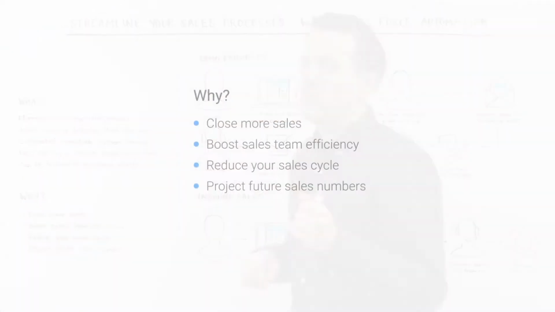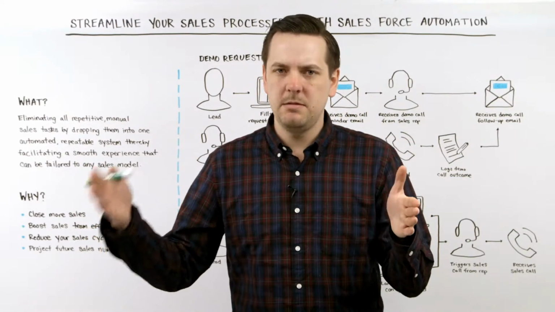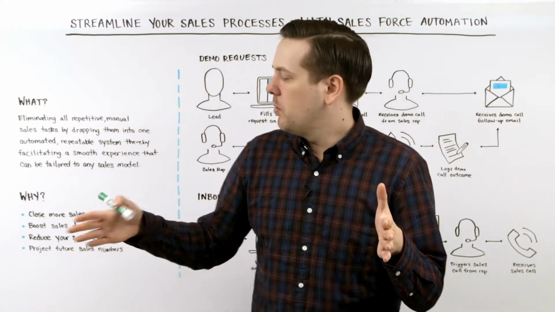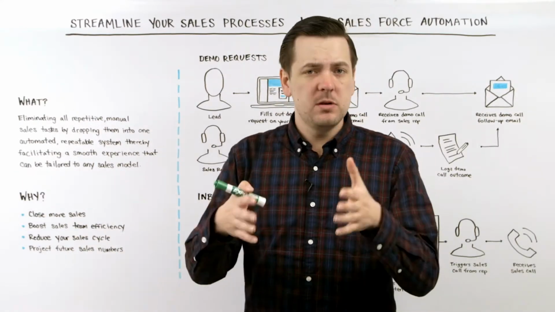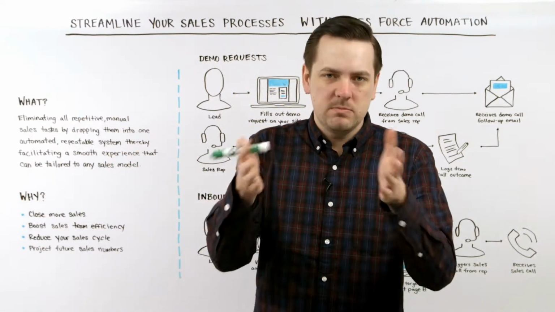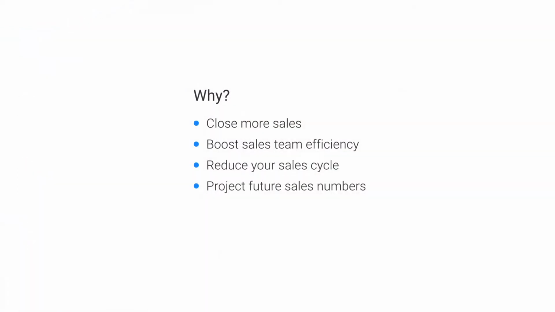Okay, the third reason why is to reduce your sales cycle. So what we're talking about when we say sales cycle is the time between somebody becoming a lead and when they make a purchase, sort of between A and B, right? And if that sales process currently takes 9 months, what we're hoping to do by automating this process and streamlining it is cutting that 9 months into 4 months or into 3 months. You get the idea.